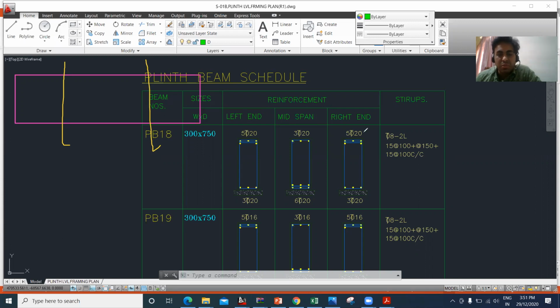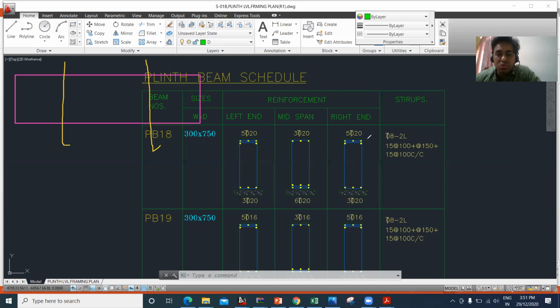Even on the right side I have to provide 20 diameter 5 bar at the top portion, that is also good. In the mid span it has to be 20 diameter 3 bar. But what you have to observe is, you can see 5 bar, but what has happened: 1, 2, 3 bar is in the top, and in the second layer you are providing 2 bar here, right? All that counts to 5.